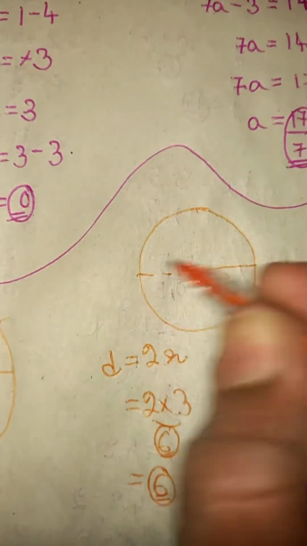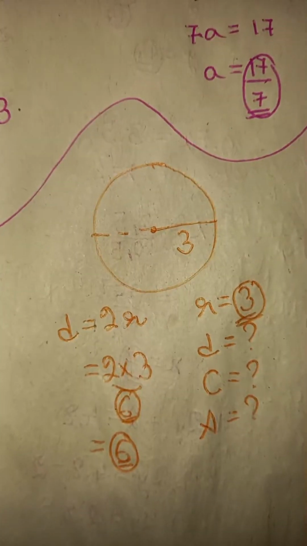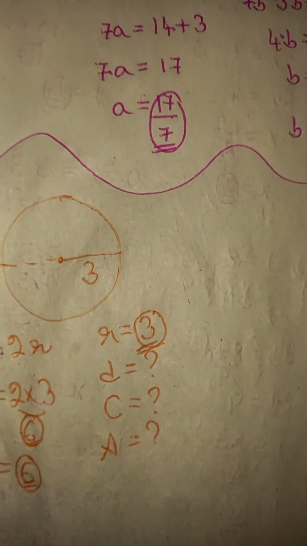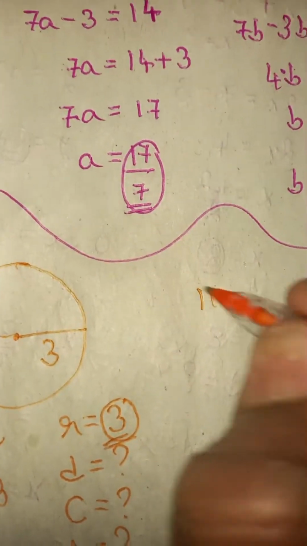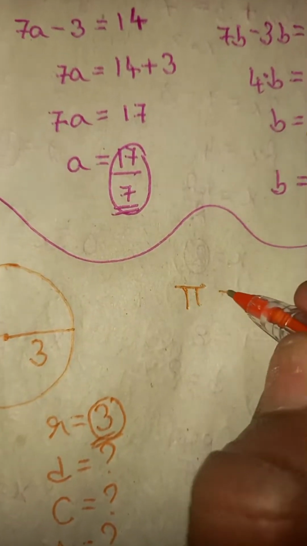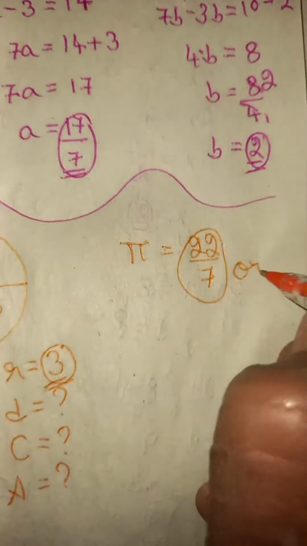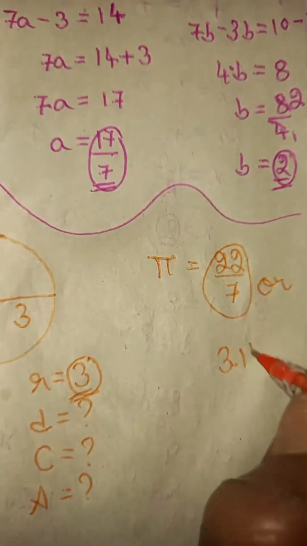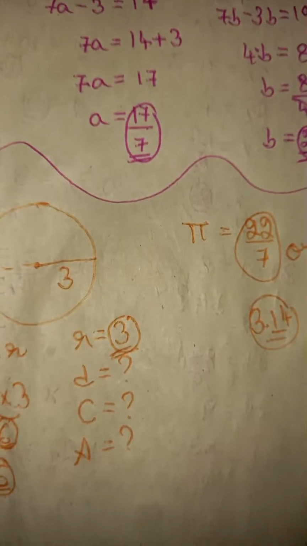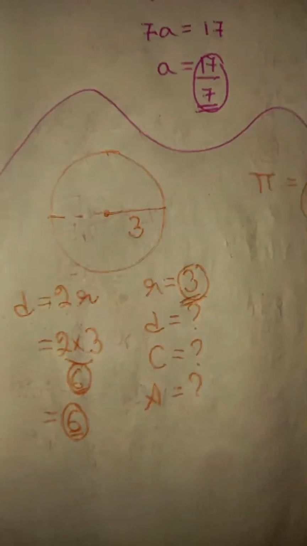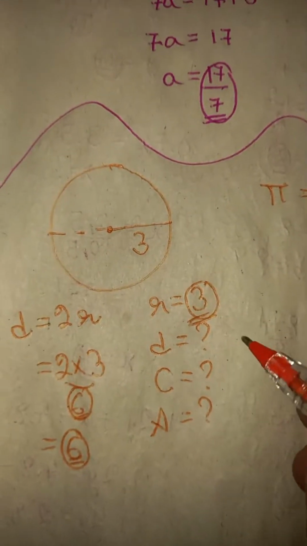This is the complete diameter, from here to here. And now, before finding the other things, I'm going to tell about the value of pi. Pi is equal to 22 by 7, or you can take its value to be 3.14. You can take either one of those two for pi. Now I'm going to tell how to do this.